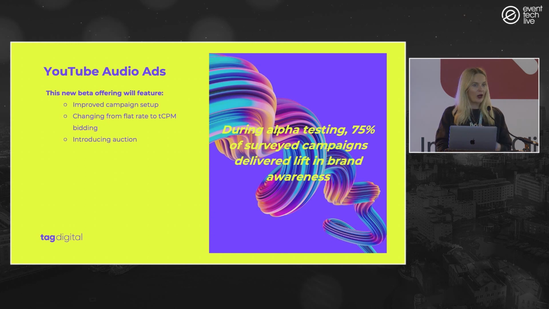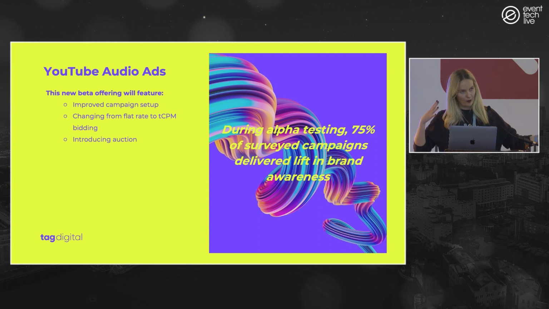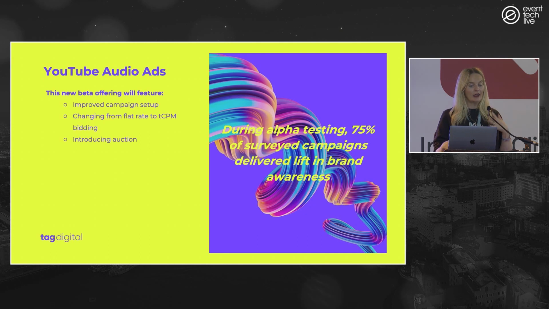YouTube audio ads, so again, voice search, radio, streaming and podcasting lend themselves really well to audio ads, so you obviously need to have the right audio format. In our initial studies, we've seen a 75% uplift in brand awareness since using YouTube audio, and that's just coming out of beta. So it's really nice to use, and we can get you into the beta if it's of interest.